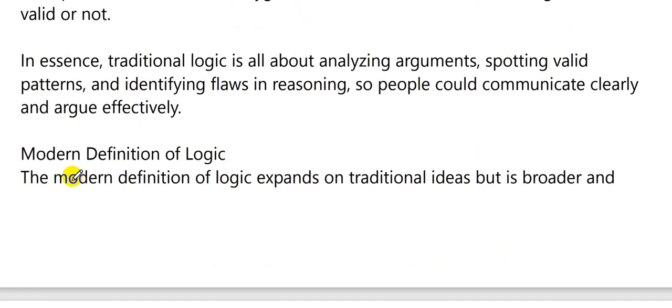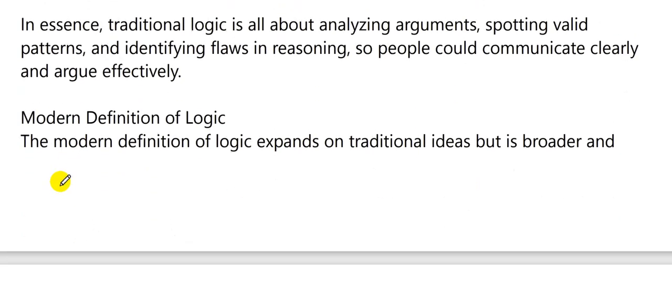So we understood what a valid argument is. In a valid argument, the initial statements or starting statements, or premises, are true, and the conclusion flowing out of that is also true, then it is a valid argument. So basically, traditional logic is all about analyzing arguments, spotting valid patterns and identifying flaws in reasoning so people could communicate clearly and argue effectively.